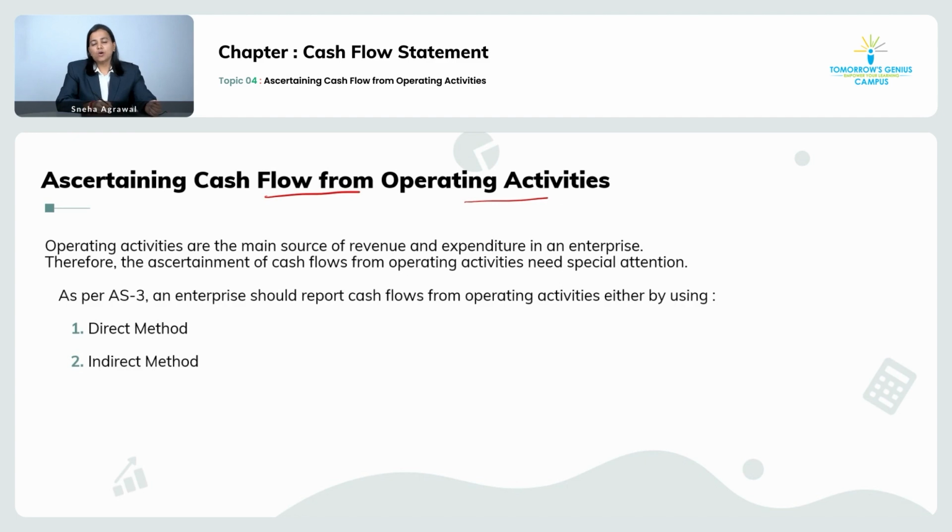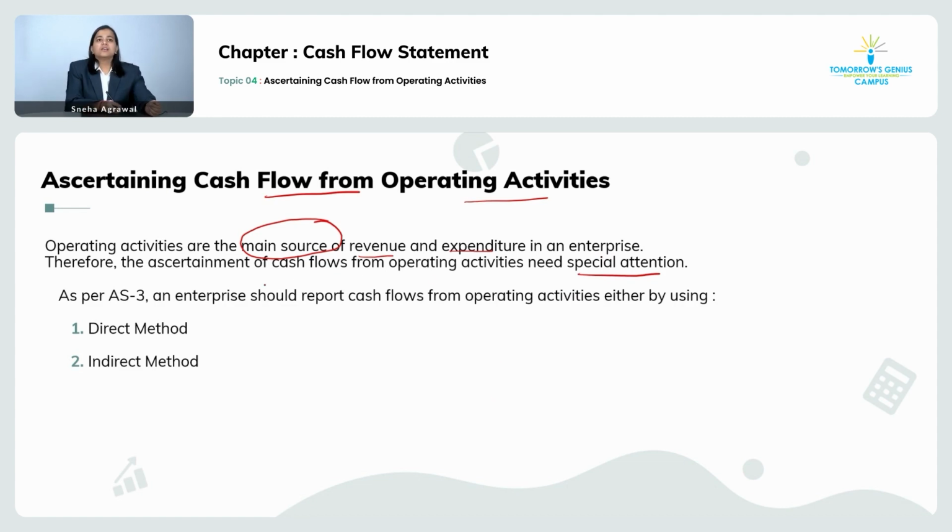So, what I said, operating activities are the activities which are from your main source of business, and the revenue expenditure you incur for them is your operating activity. Therefore, it is very important to pay special attention towards the ascertainment of operating activity.